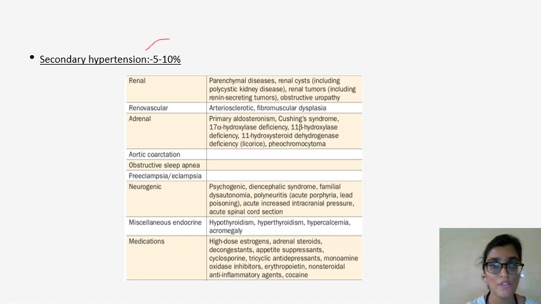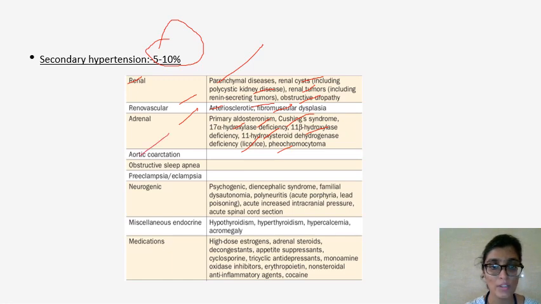Secondary hypertension accounts for 5 to 10% of all cases. First one is renal parenchymal diseases: renal cyst including polycystic kidney disease, renal tumors including renin secreting tumors, and obstructive uropathy. Renovascular causes are atherosclerotic and fibromuscular dysplasia. Adrenal causes: primary hyperaldosteronism, Cushing's syndrome, 17 alpha hydroxylase deficiency, 11 beta hydroxylase deficiency, 11 beta hydroxysteroid dehydrogenase deficiency, that is licorice ingestion, and pheochromocytoma.